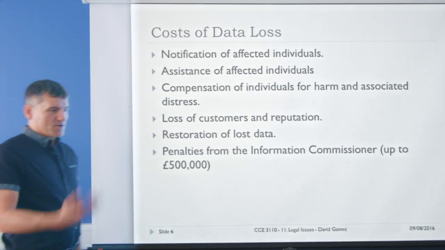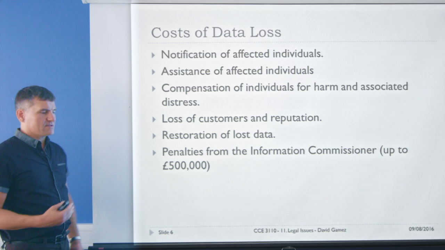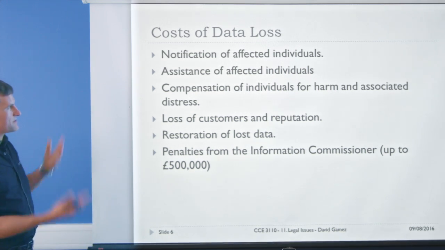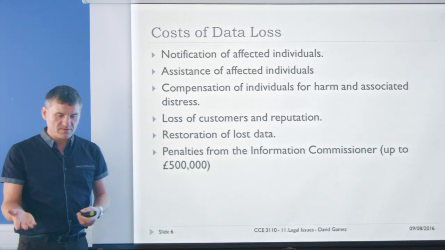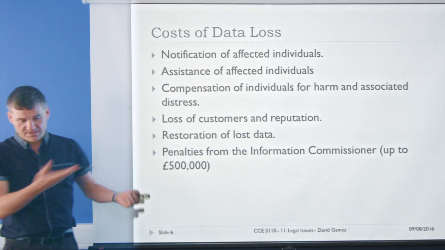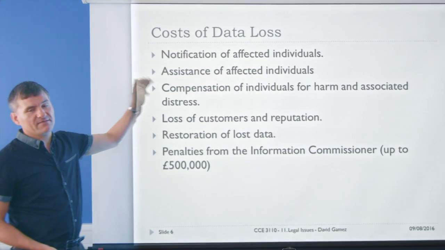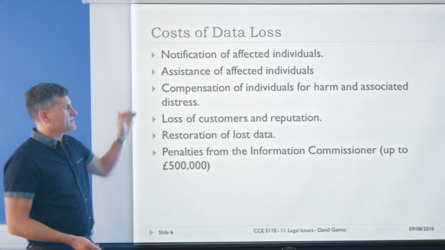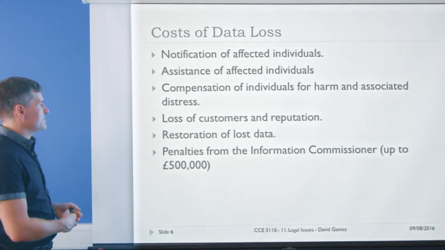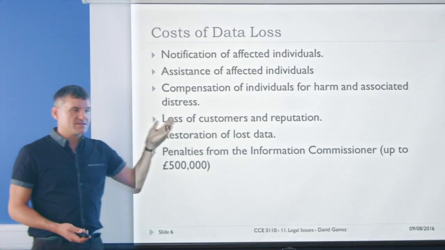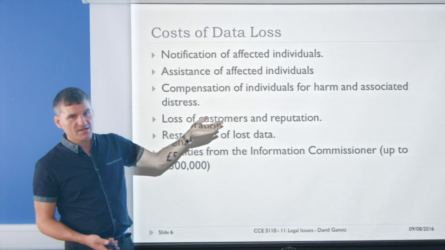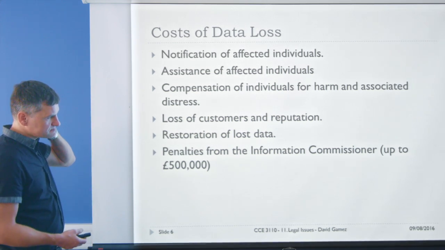And there's lots of costs. Having data stolen is bad, but it's bad in lots of different ways. You've got to notify the people whose data was stolen, something Ashley Madison and TJX had to do, no doubt. Potentially you have to assist the affected individuals. You have to compensate them for the harm and associated distress. Obviously, Ashley Madison lost a lot of customers and reputation as a result of this breach.